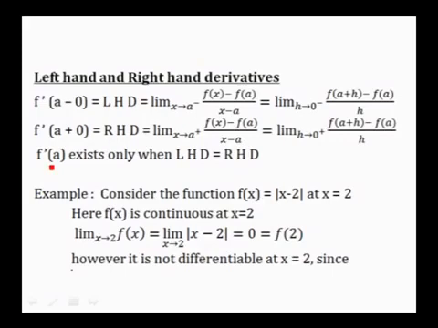So consider the function f(x) equal to mod x minus 2 at x equals 2. f(x) is definitely continuous at x equals 2. Mod functions are all continuous, so mod x minus 2 is continuous. Let us check differentiability. The limit of f(x) at x equals 2 is 0, so it is continuous. It also takes the value f(2).